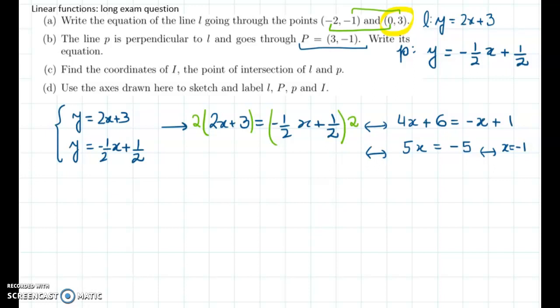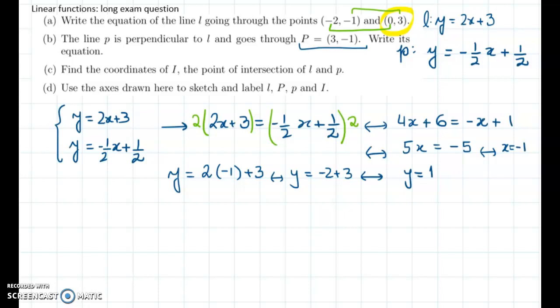So now we know that when x is equal to -1, we get the same value for y. So let's go ahead and find what that value for y is. We can use any of the two equations. y is going to be 2 times -1 plus 3. So this means that y is going to be -2 plus 3, so y is equal to 1.